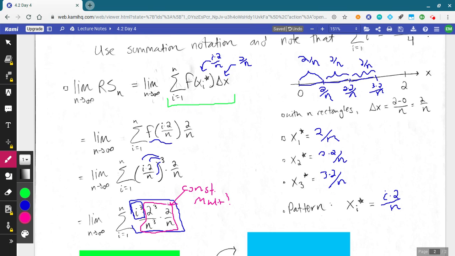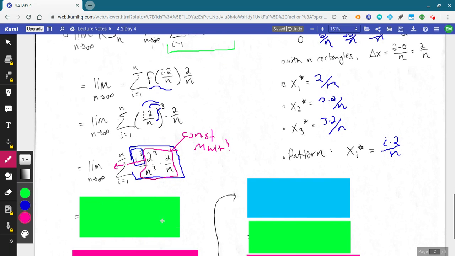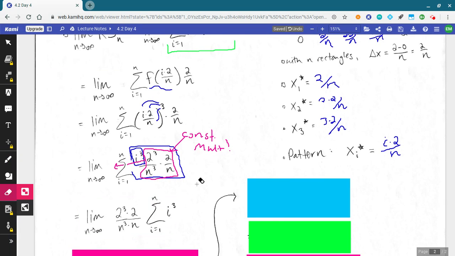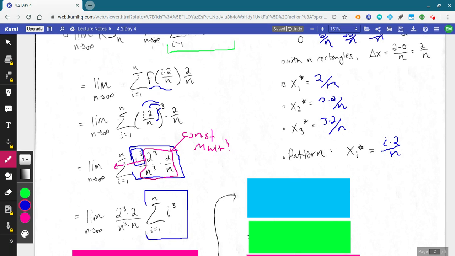Okay, constant multiple. Using our constant multiple rule, we can take this and slide it out of our summation notation. There it is. And notice what's left looks a lot cleaner. The sum from i equals 1 to n of i cubed. This is where we were yesterday when we had 1 cubed plus 2 cubed plus 3 cubed all the way up to n cubed. That's what this sum is.